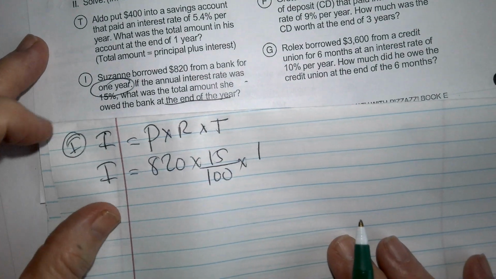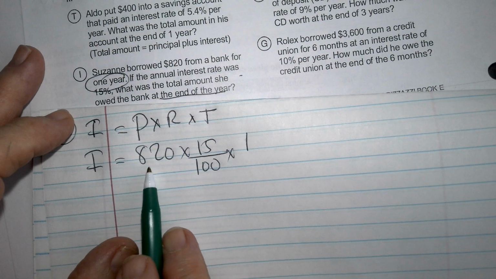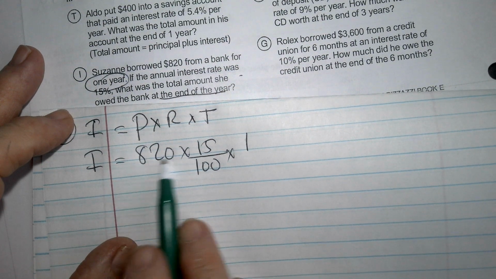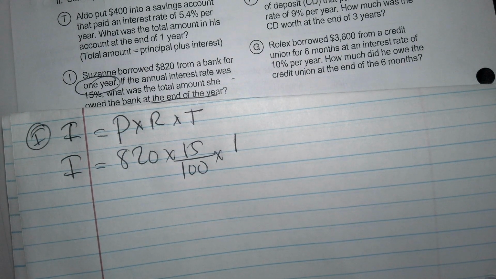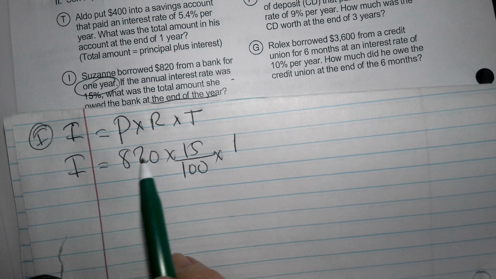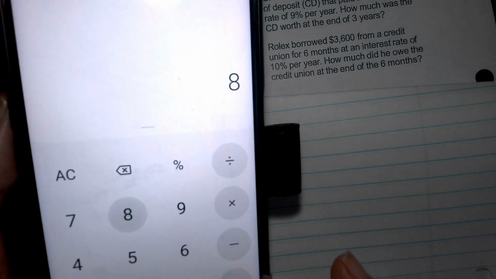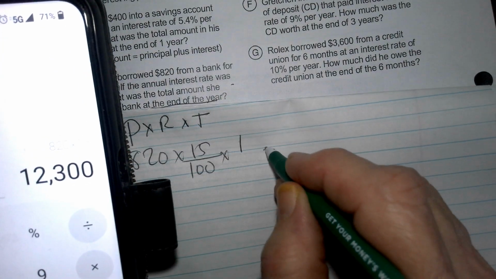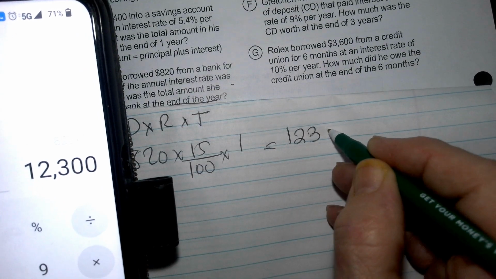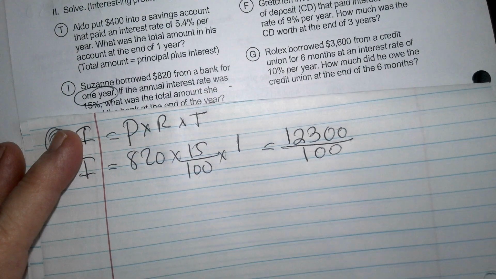All right. I'm not going to touch this 100. Could I reduce it? I could have reduced here, but I don't want to. I'd rather just go ahead and multiply and then divide by 100. I'm just going to use the calculator. So 820 times 15 is going to be 12300, and then divided by 100.